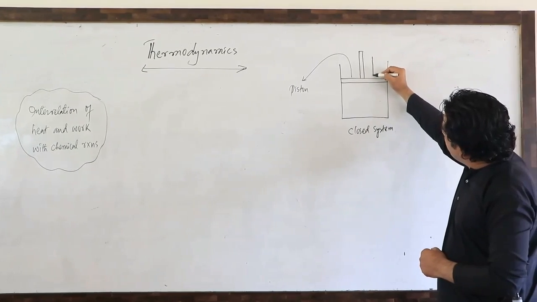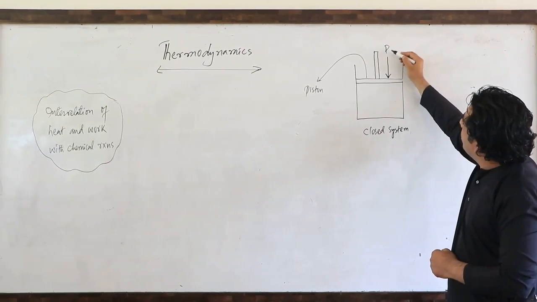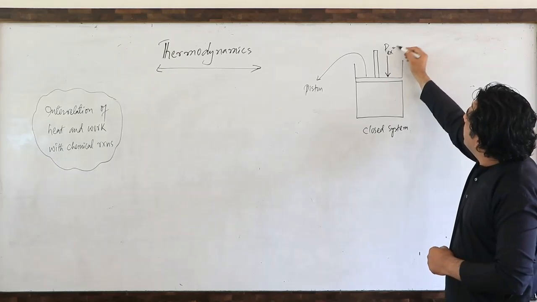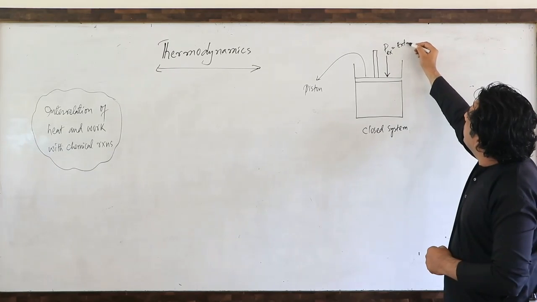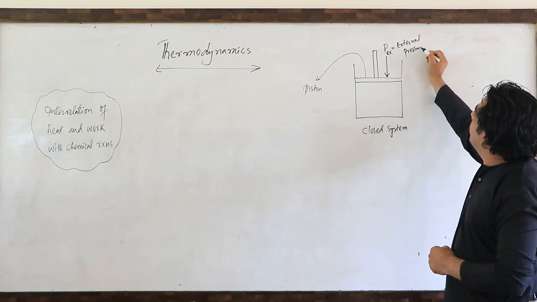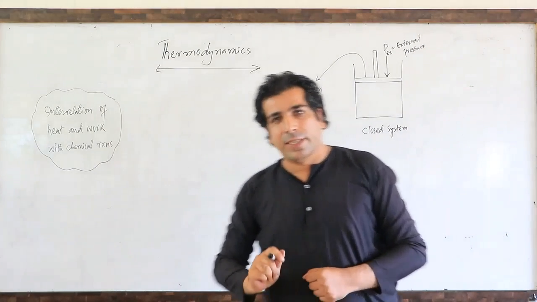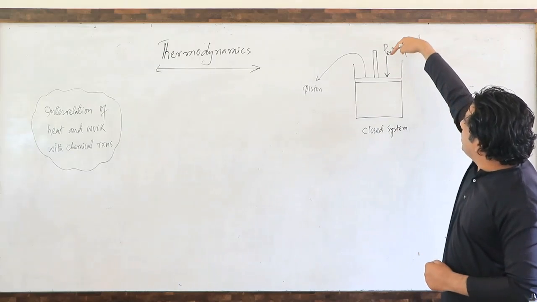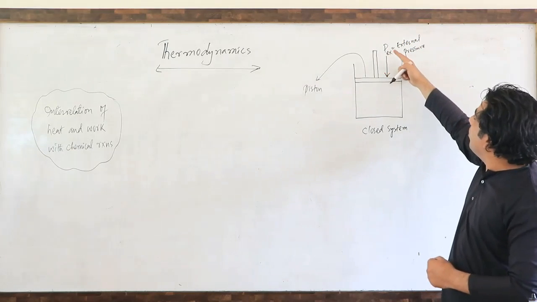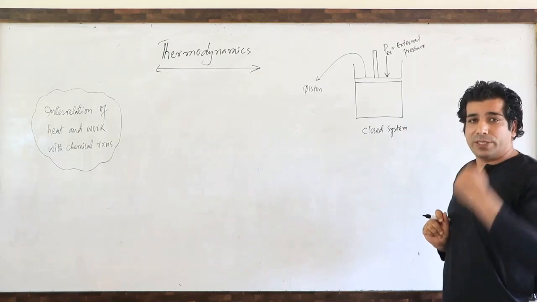Now look here, my dear friends. The pressure right from here will be the atmospheric pressure. Let us call it P external. That is what we call external pressure, and this external pressure will be due to the atmosphere. Correct? So now, my dear friends, this pressure on the piston downwards is nothing but P external, that is external pressure due to atmosphere.